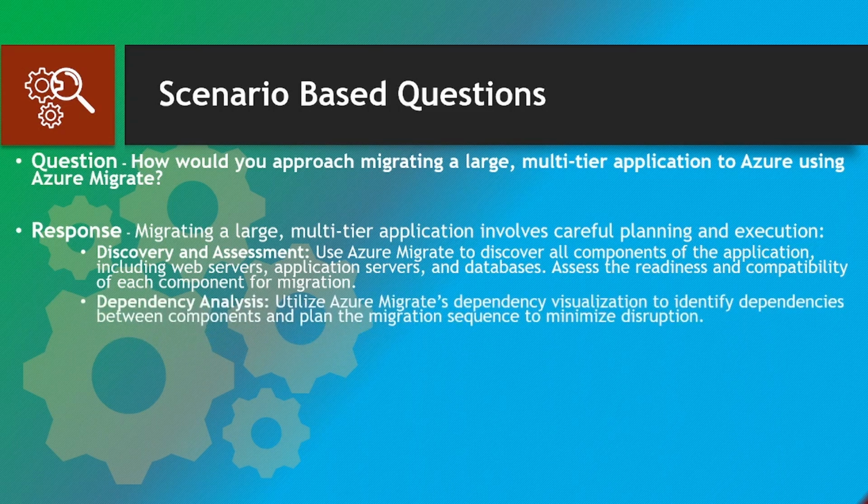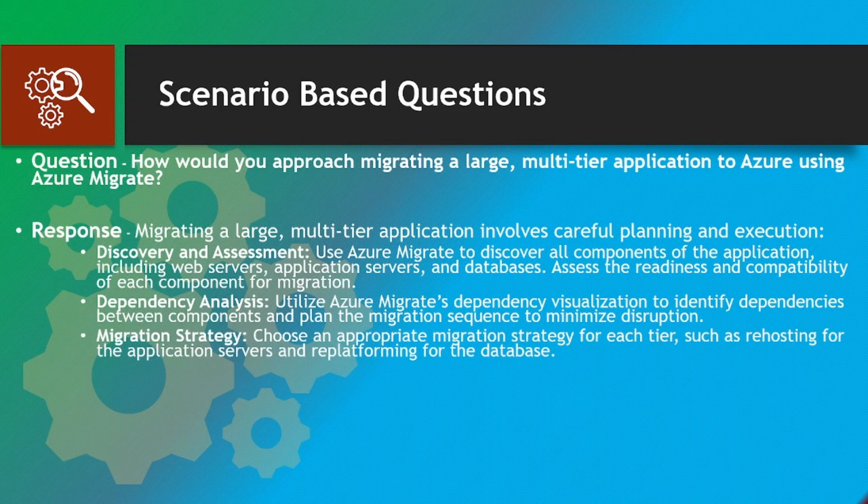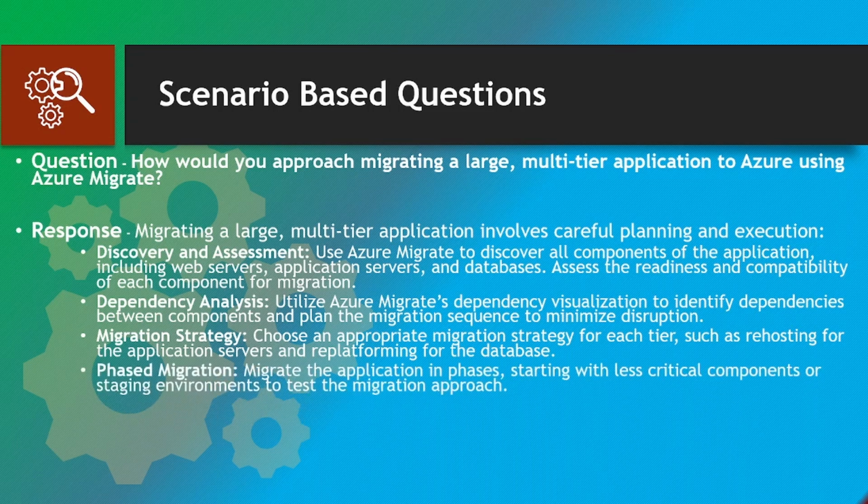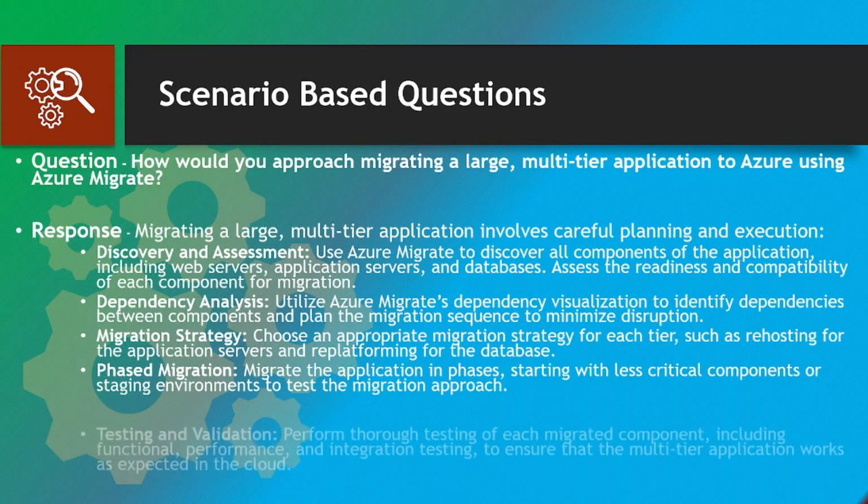The second, we have to do dependency analysis. Utilize Azure Migrate dependency visualization to identify dependencies between components and plan the migration sequence to minimize disruption. Migration strategy. Choose an appropriate migration strategy for each tier, such as rehosting for the application servers and replatforming for the database. Phased migration. Migrate the application in phases, starting from less critical components or staging environment to test the migration approach.